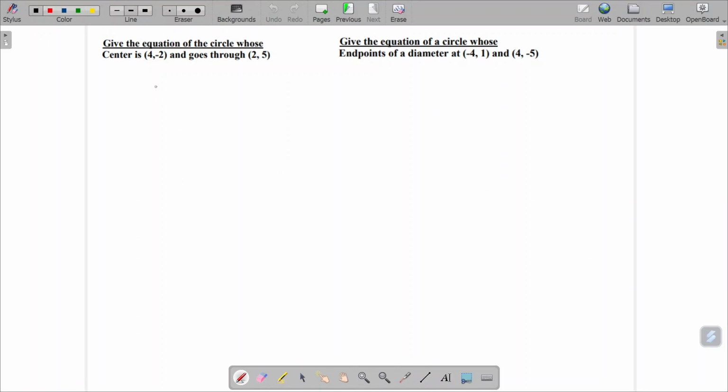A circle whose center is (4, -2) and which goes through the point (2, 5). So again, we can do a quick sketch. I don't want to take too long drawing the sketch, but we could draw a quick sketch. The center (4, -2) and (2, 5) would be, a good sketch would be there somewhere, for example.